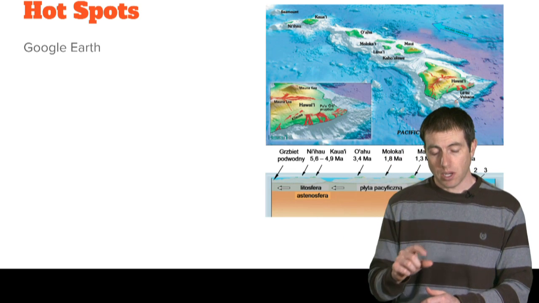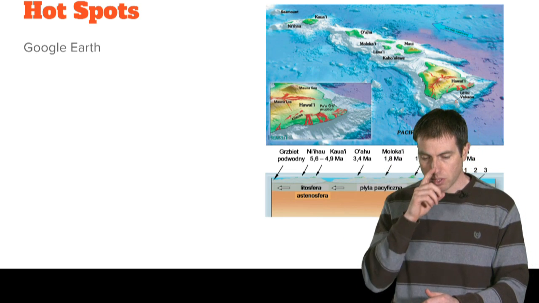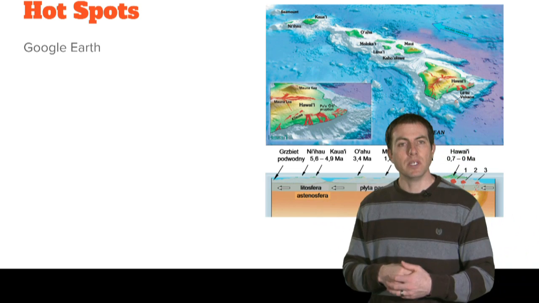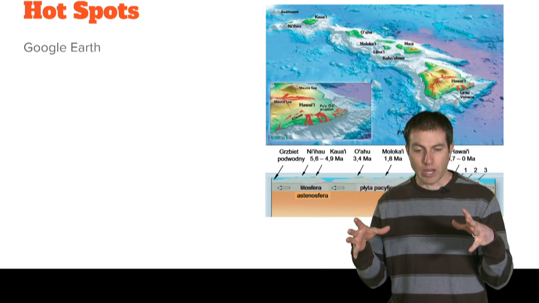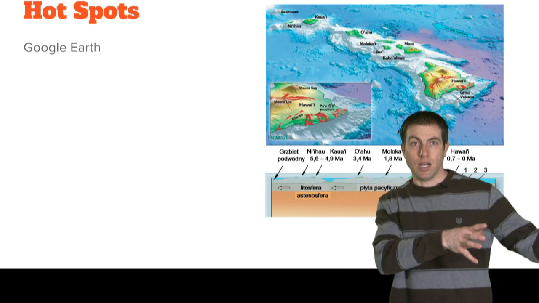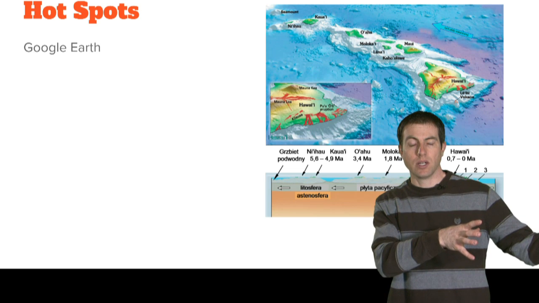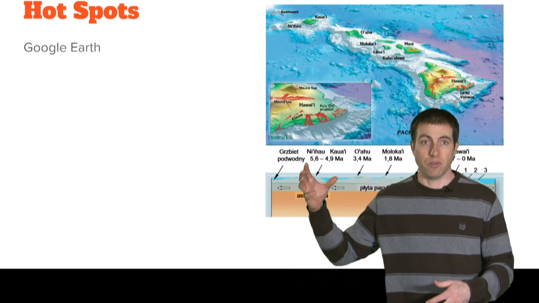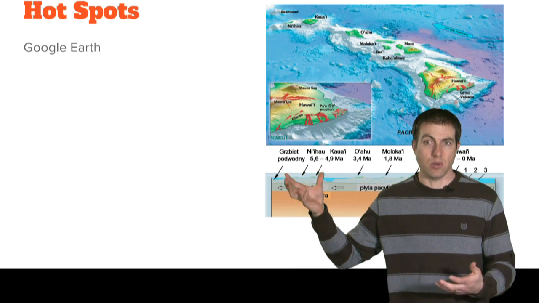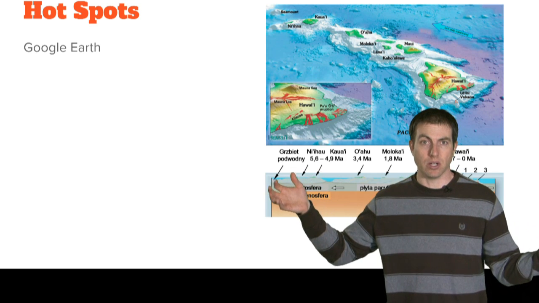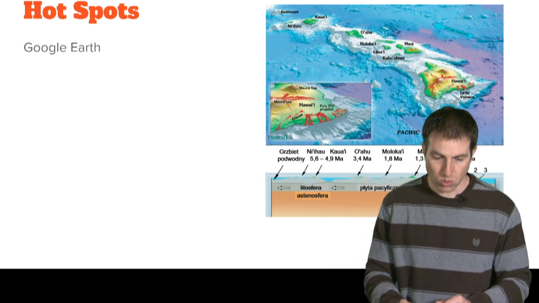So you get this hot spot, and it breaks its way through. In about another million years, the big island of Hawaii will actually be a few hundred kilometers over, and there'll be a new island formed. And that new island might get bigger than Hawaii.